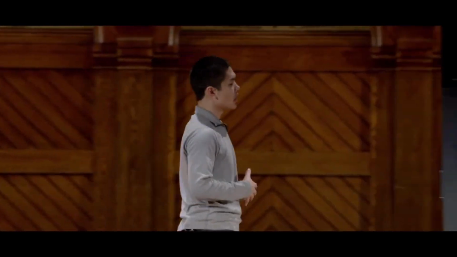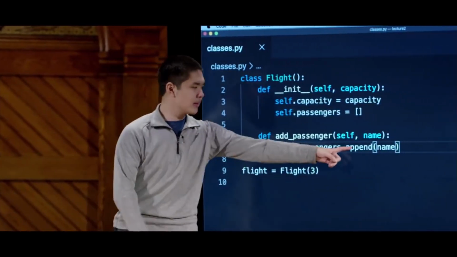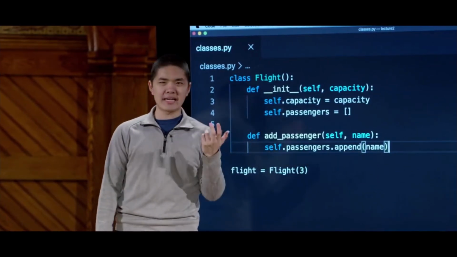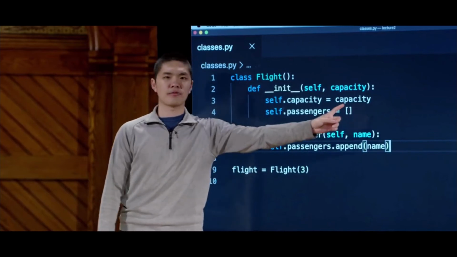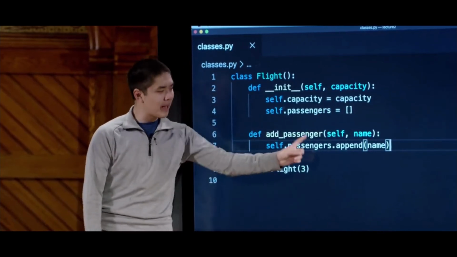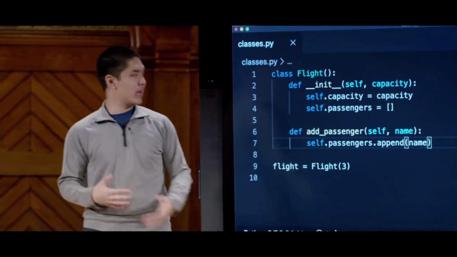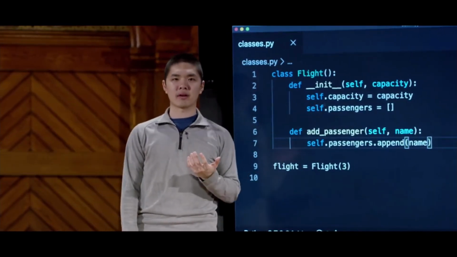Now, what could potentially go wrong here? Well, every time we call this addPassenger function, what's going to happen is we are going to append this name to the end of this passengers list. But we haven't taken into consideration the capacity of the flight. Ideally, our addPassenger function shouldn't let someone be added to a flight if the flight is already at capacity.